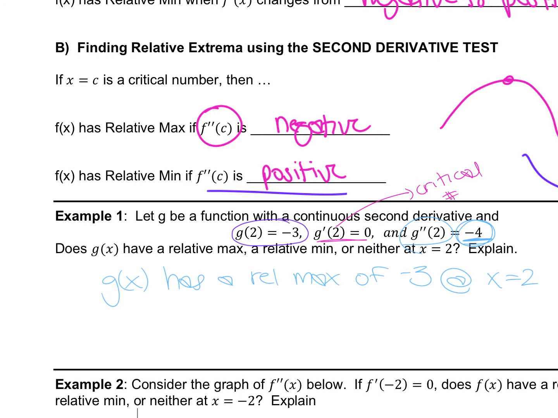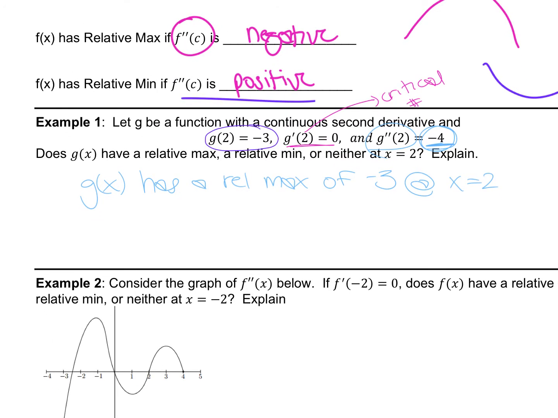Why? Because x equals 2 is a critical number. You wouldn't say the double prime, you would just say g of x, right? We're still making all conclusions about the original. We just use those. So x equals 2 is a critical number, and g double prime of 2 is negative, less than 0.